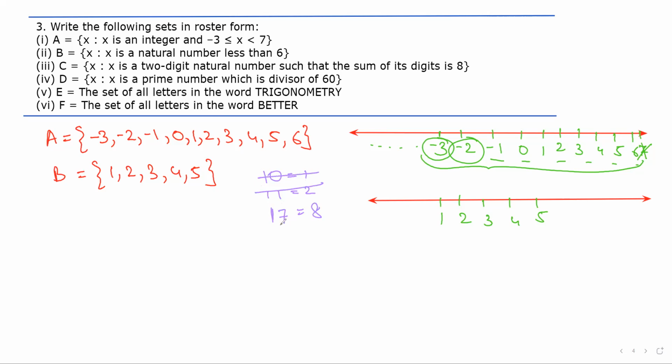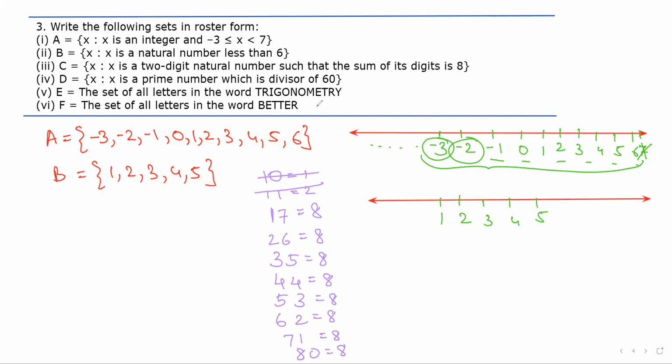Next, increment this 1 and decrement the 7. So 2 plus 6 is 8. 3 plus 5 is 8. 4 plus 4 is 8. 5 plus 3, 6 plus 2, 7 plus 1, and 8 plus 0.